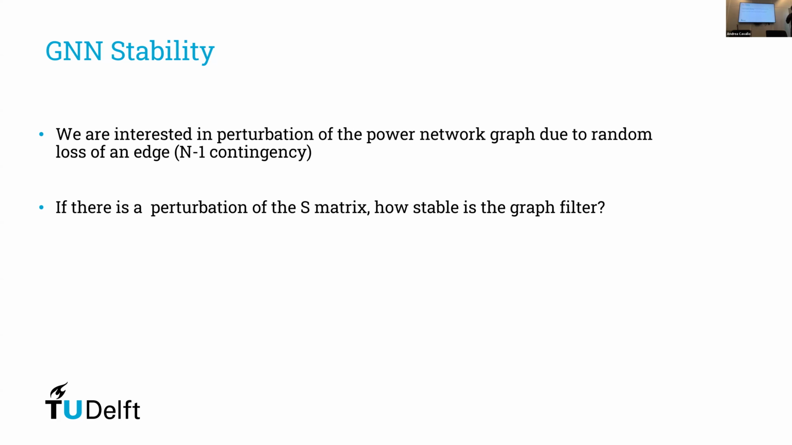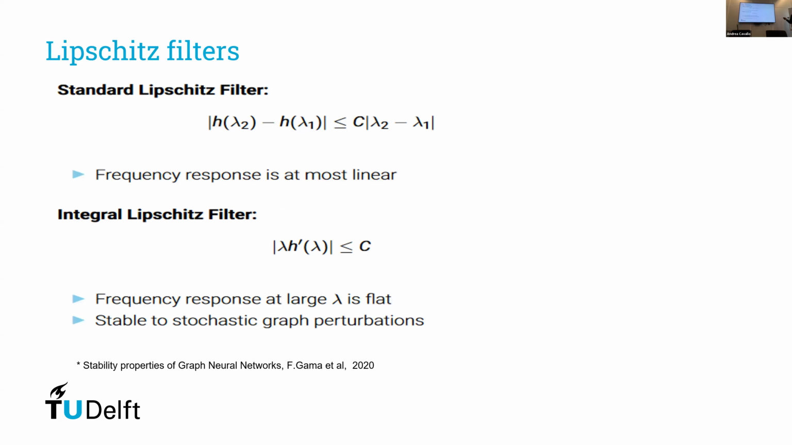So in this case, we're interested in if there is a perturbation to our S matrix, because if you lose a line, that means an edge disappears in your graph. So your graph shift operator, one entry there is going to become 0, for example. So how stable is the graph filter? That is an interesting question we want to pursue.